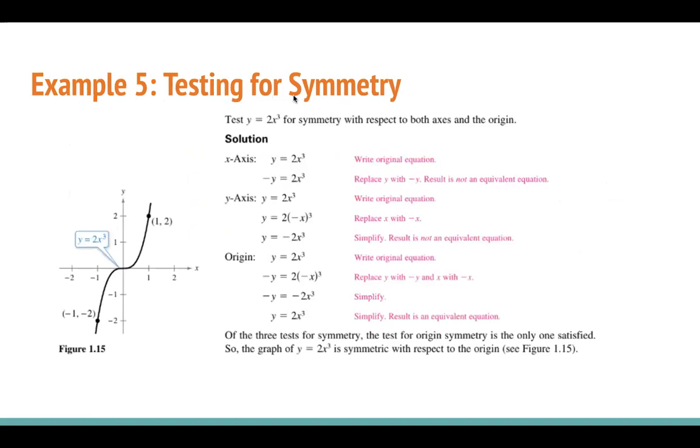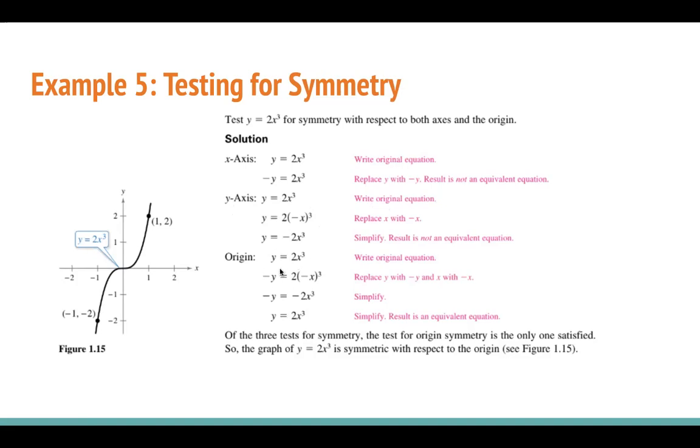Here's an example for testing symmetry. So we're going to test y equals 2x cubed for symmetry with respect to both axes and the origin. The solution here will be first grabbing the equation, then plugging in the negative y, and since it does not result in the equivalent equation, we're going to test for the y-axis, and we're going to plug in negative x, and it does not result in the equivalent equation.